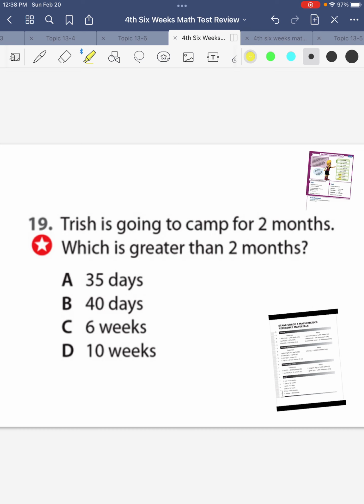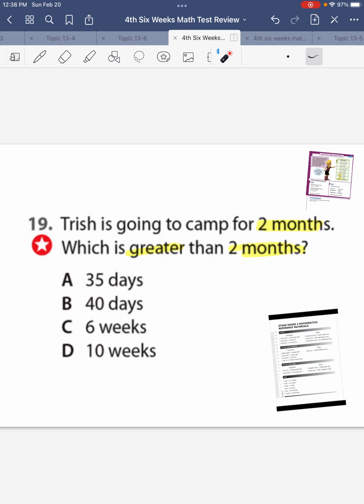So my first problem is Trish is going to camp for 2 months, which is greater than 2 months. So they're giving us 2 months. They want us to figure out which is greater than 2 months, okay? My answers are in days and weeks.